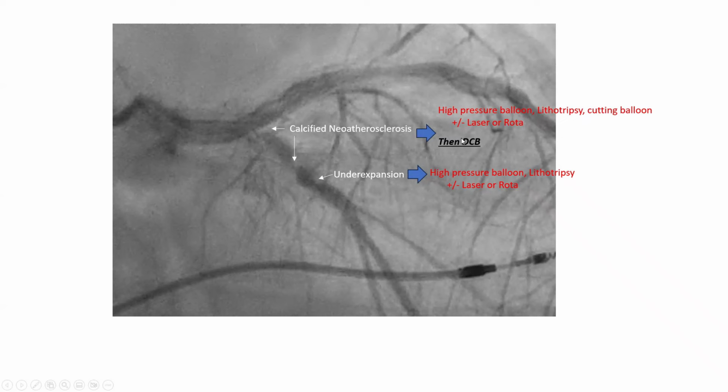I will favor DCB as a first line option. For the underexpansion, it's high pressure balloon, lithotripsy, plus or minus laser or rota if those fail, but not restenting and not DCB. So DCB and restenting only for neoatherosclerosis. So the prep is kind of the same for calcified neoatherosclerosis and underexpansions. High pressure balloon, lithotripsy, plus or minus laser or rota.